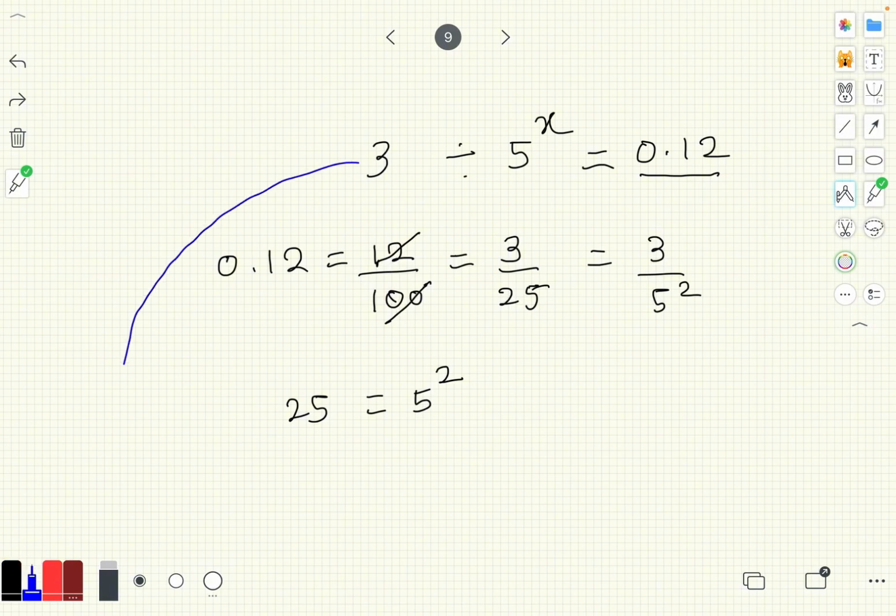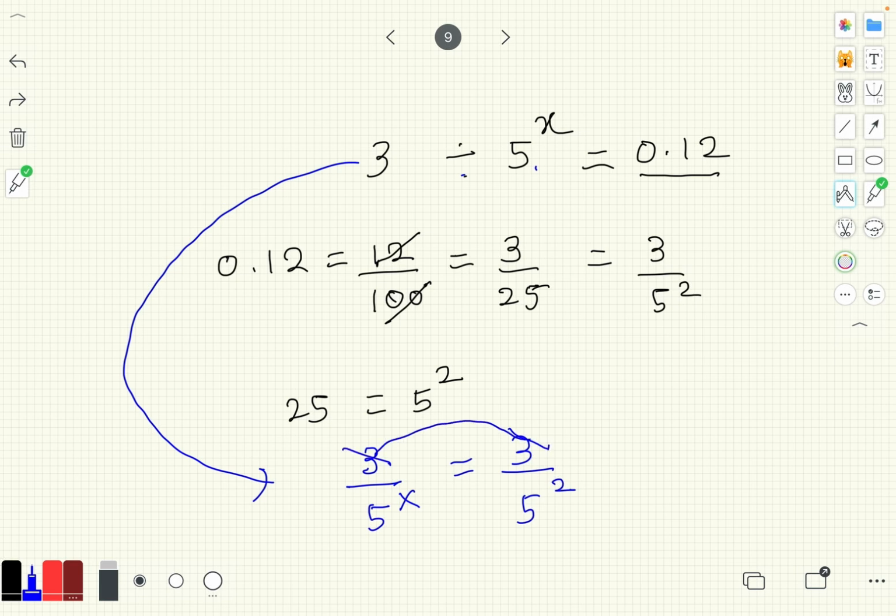Now let's go to the question. This is 3 divided by 5 to the x, which is equal to 3 divided by 5 to the 2. Now observe clearly, 3 and 3 cancel. If the numerators are identical, the denominators also must be identical. 5 to the x is equal to 5 to the 2, so x must be equal to 2. This is a very interesting question and slightly different from the previous examples.